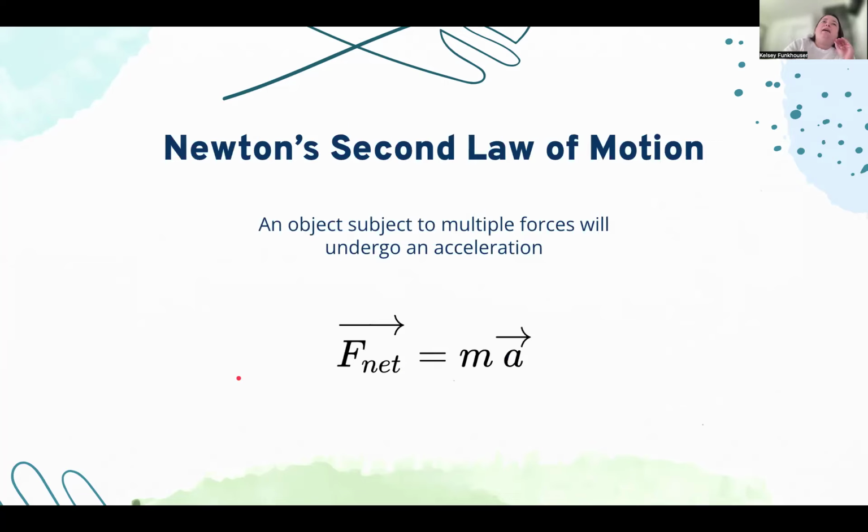Newton's second law said an object subject to multiple forces will undergo an acceleration. From that, we got this equation where the net force is the mass times the acceleration. And that net force also means the sum of the forces. So this is what we use to get our force equations.